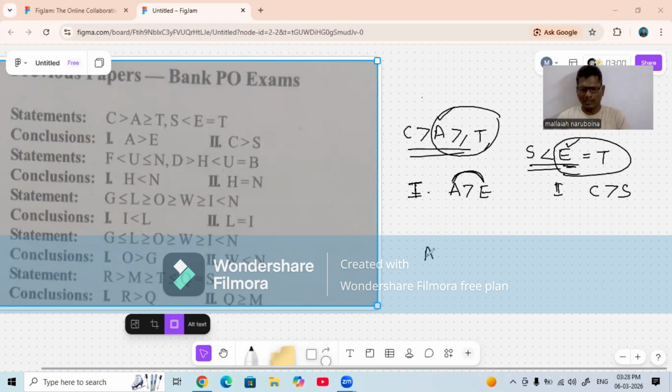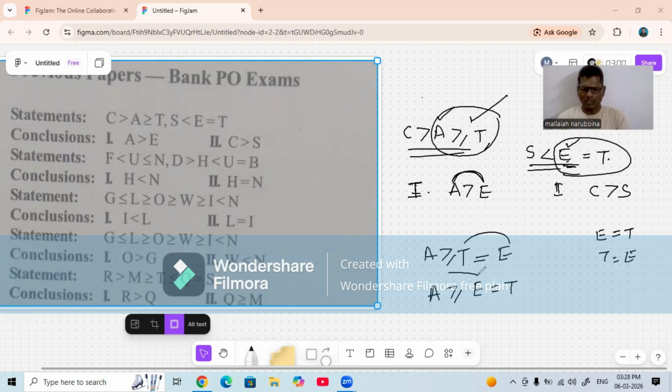See, A greater than or equal to T. I write this one as it is. Then I have to attach this E is equal to T. Here T is there. Here E first, T next. Here T first. E is equal to T, we can write T is equal to E also. So after A greater than or equal to T, T is equal to E. I am writing E is equal to T.